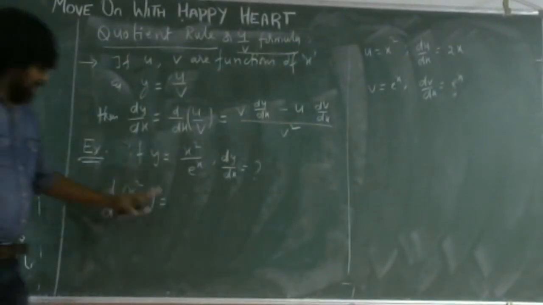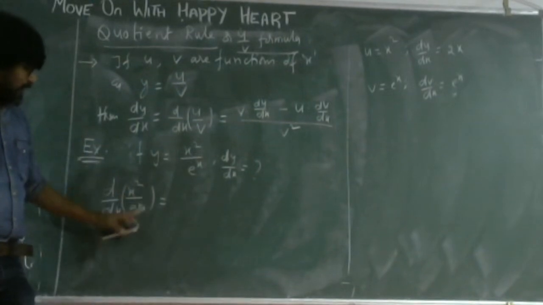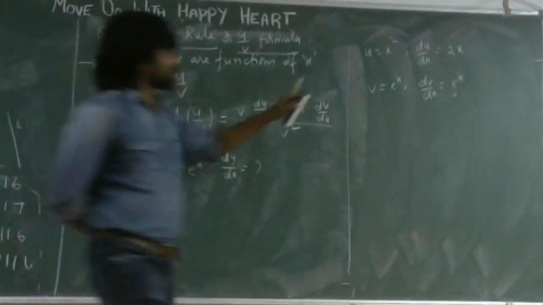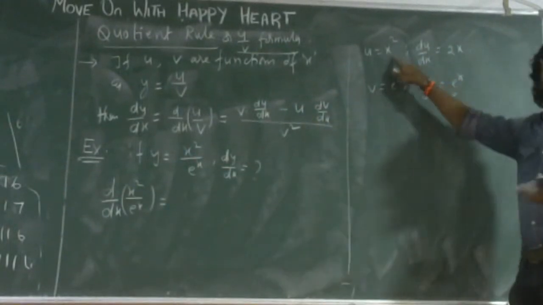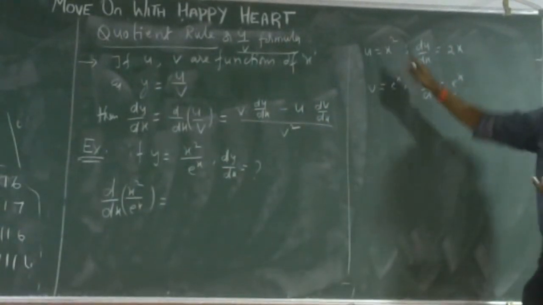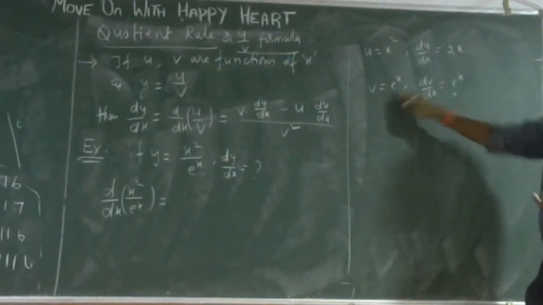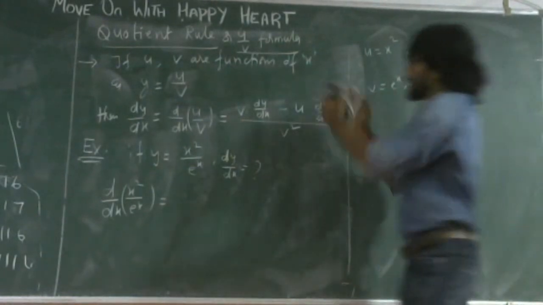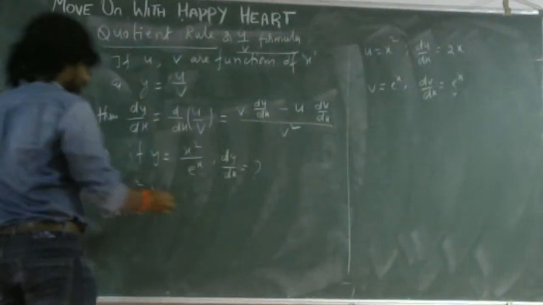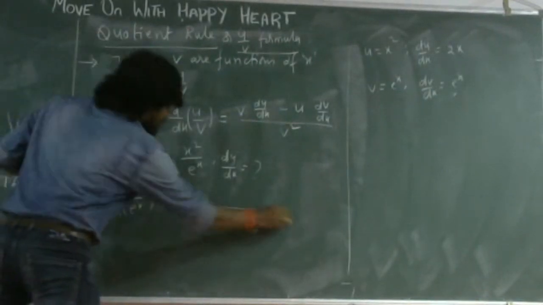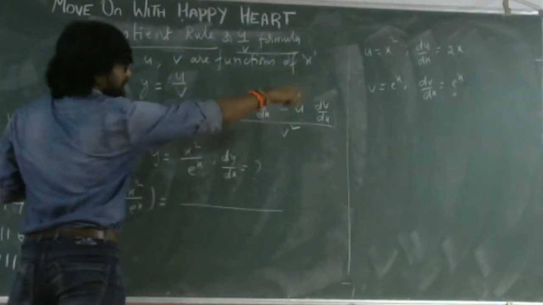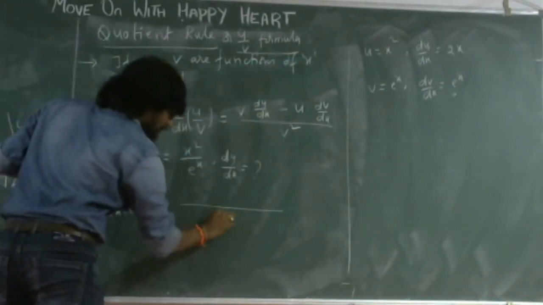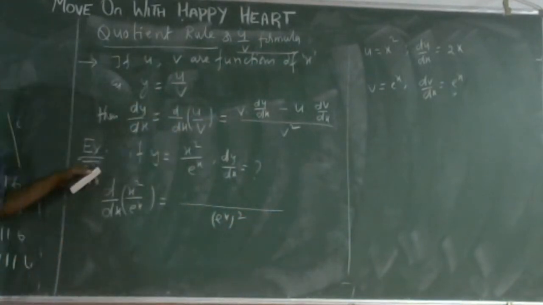Okay, so d by dx of x square by e power x. The numerator function is u and the denominator function is v. Then du by dx is this, dv by dx is this. If you substitute in this formula, directly you can get it. In the u by v formula, you get v square in the denominator. v is e power x, whole square, which can also be taken as e power 2x.